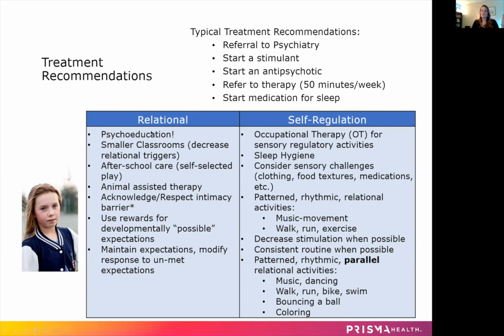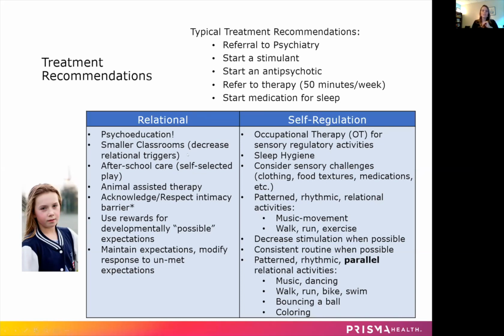Number one, psychoeducation. So talking to her care providers, talking to her legal team about all of the concepts that I just shared with you, that, yes, she looks like a typical kid when she's regulated, but when she's dysregulated, it's not her fault. She's not choosing to do this. How do we help her stay regulated?